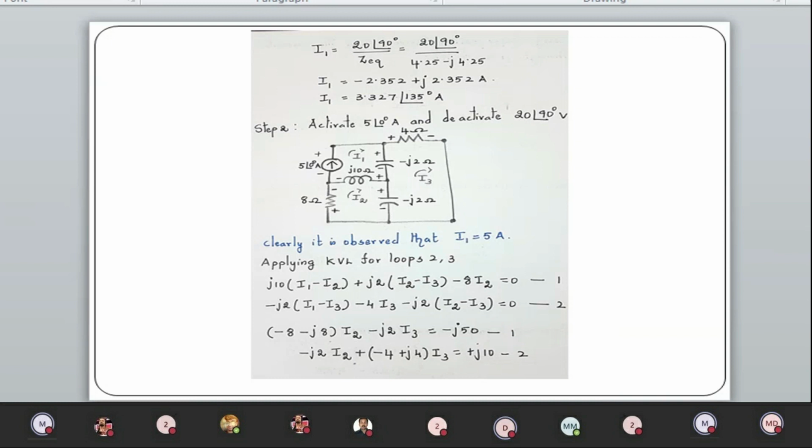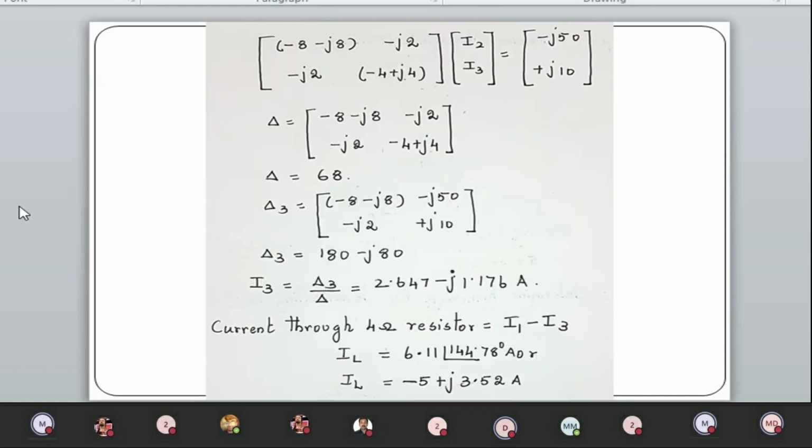So IL is the current due to the voltage source plus the negative of the current due to the current source. So it is I1 minus I3, which in polar form is 6.11 angle 144.78, and in rectangular form it is minus 5 plus J3.52. So you can notice that whenever the current shifts to the second quadrant, the real term is always negative, but the imaginary term still remains positive. So you can easily understand the nature of shifting.